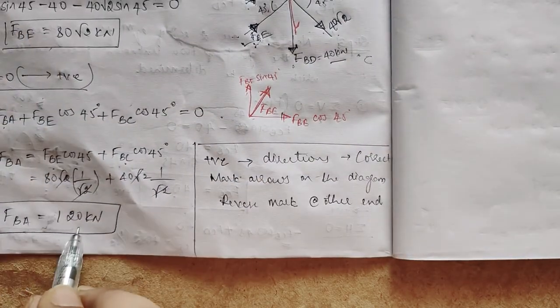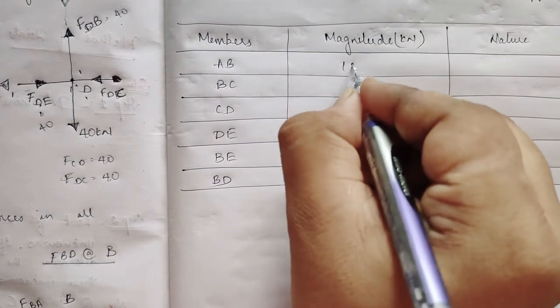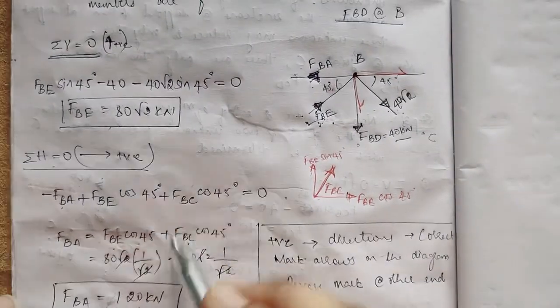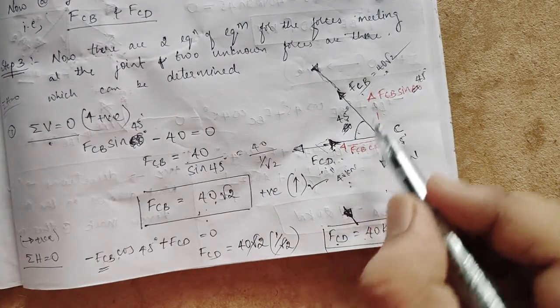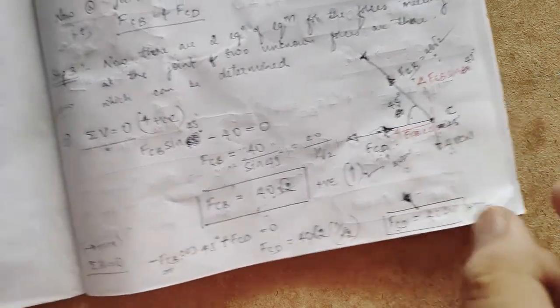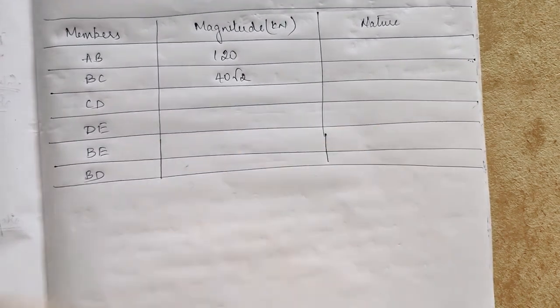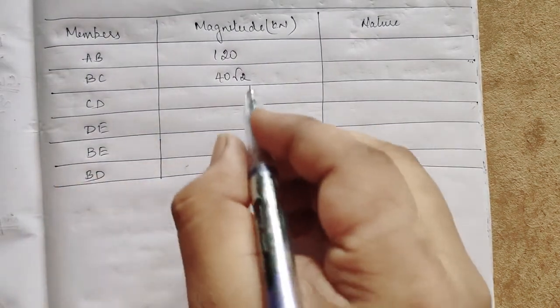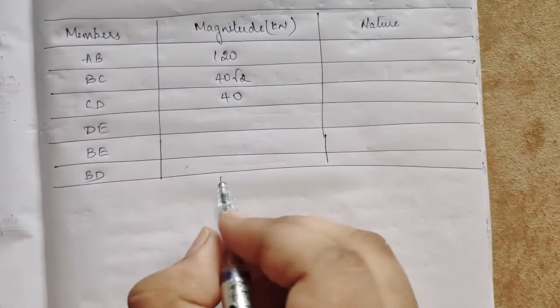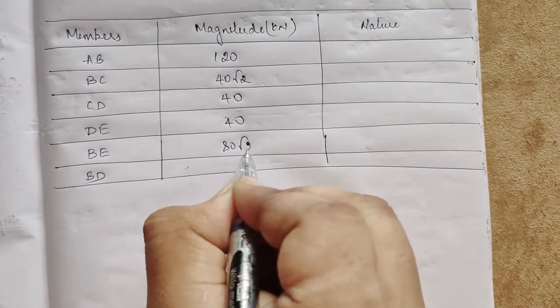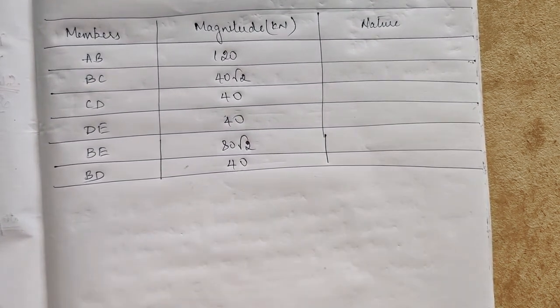So FBA or FAB, how much force? 120 kilonewton. So 120. What about BC? So BC also you can find here only. So where is BC? So FBC, right? So at joint C you can find FBC or FCB is 40 root 2. So same, right? 40 root 2. What about CD? CD is, you find 40 root 2, then 40, D also 40, 80 root 2 is B, and last one is 40.